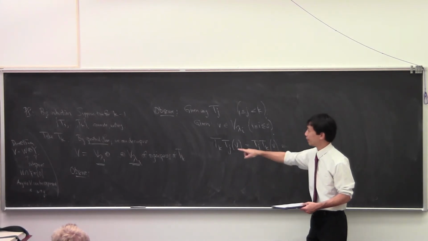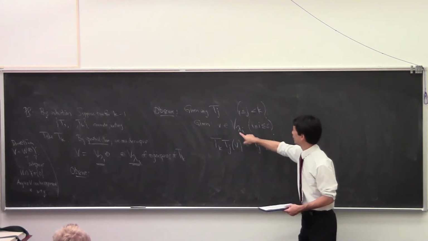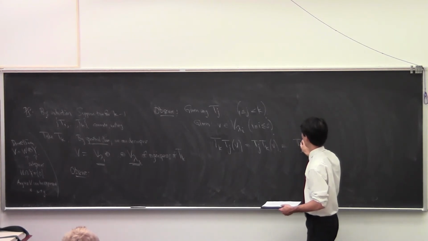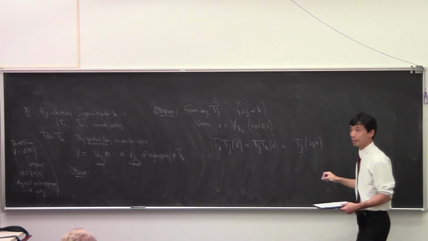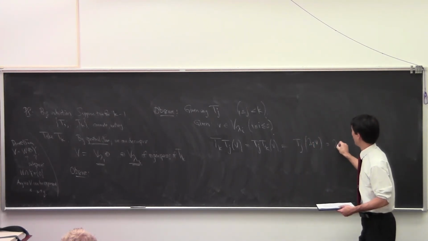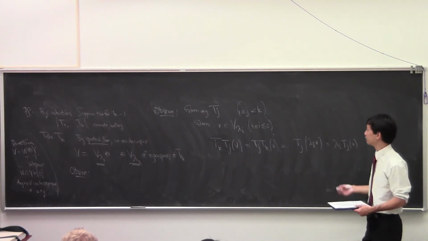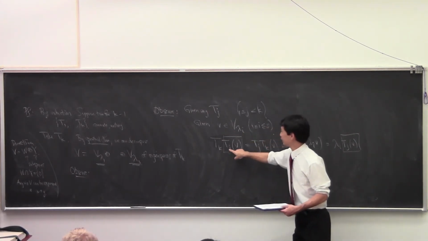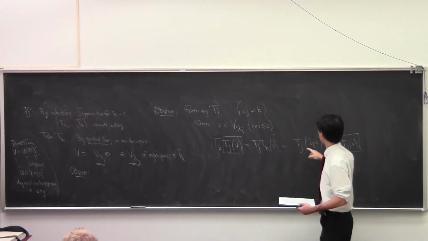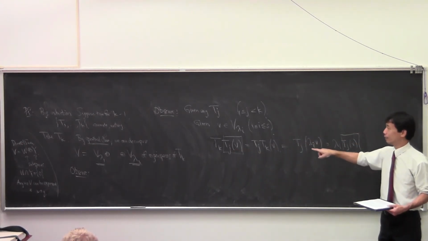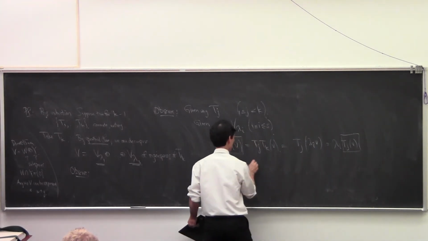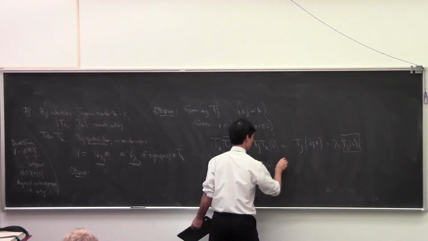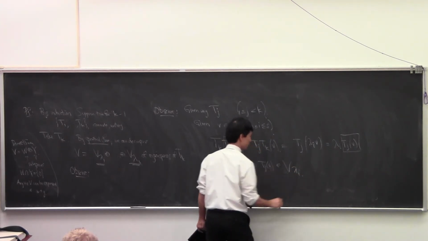Tk v, well, v is in the eigenspace, right? So hitting it with Tk just multiplies it by lambda i, right? And so we get lambda i Tj v, right? Okay, by the commutation. So that says that this vector Tj v is an eigenvector of Tk, right? Tj v is in V sub i.